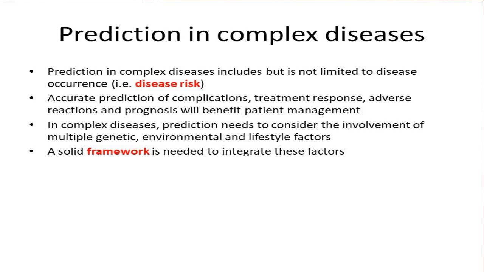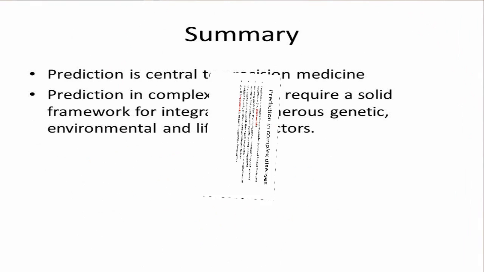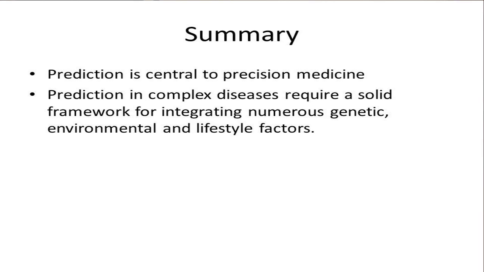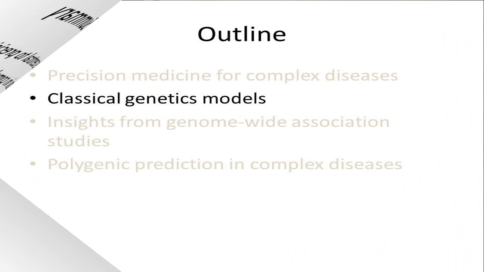In order to consider all these factors, we really need a very solid framework to integrate them. And I'm a little bit dubious that throwing everything into a neural network will work. There are probably too many variables and not enough subjects. So this is a small summary of the introduction: prediction is central to precision medicine, and prediction in complex diseases requires a solid framework for integrating genetic, environmental, and lifestyle factors.